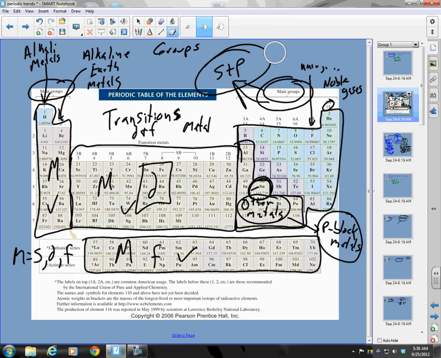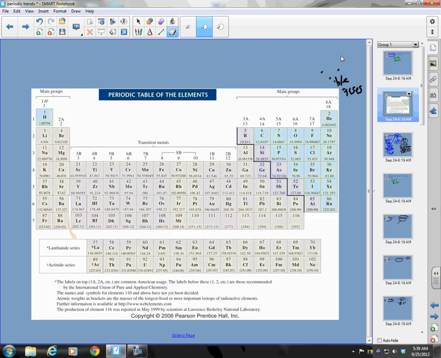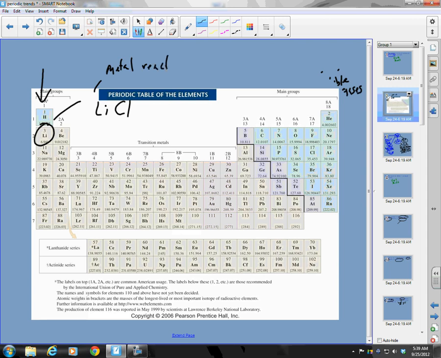Let me clean this up a little bit. Good, clean that. What we mean here is lithium has certain properties, okay? Lithium will react in a 1-to-1 ratio with chlorine. Lithium is a metal which reacts readily with water, okay? Well, everything else then that is in the same column as lithium will share those characteristics.